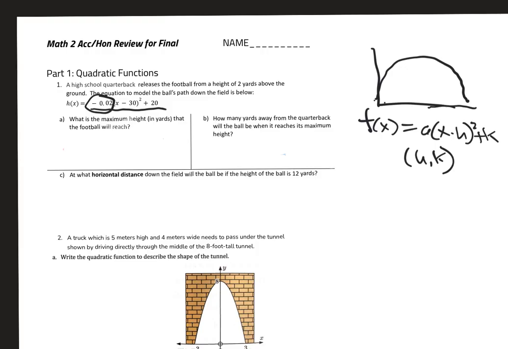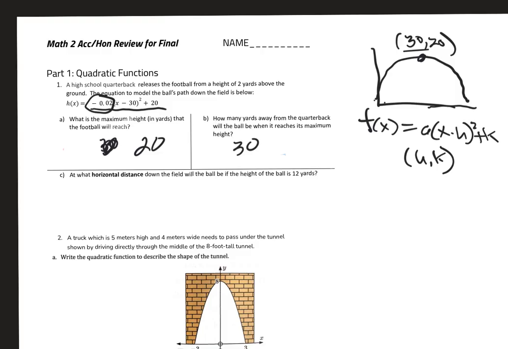So what we can see is that this is the vertex form that we're given here, which means that we can immediately identify that the x value of the vertex is going to be 30, and the y value is going to be 20. And what that means is that the maximum height of 20 yards, so that's our answer here, was reached 30 yards away from where the quarterback released it.